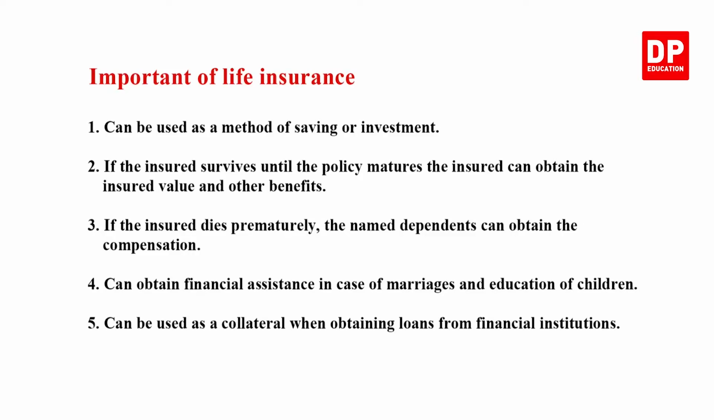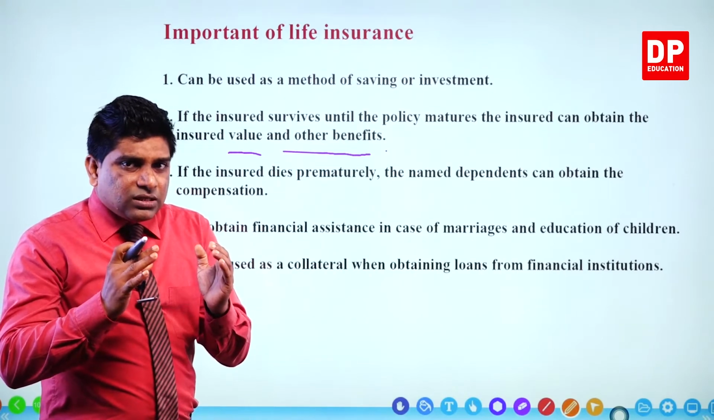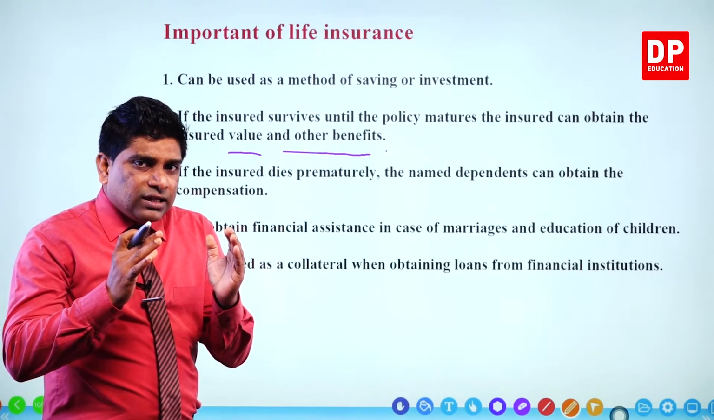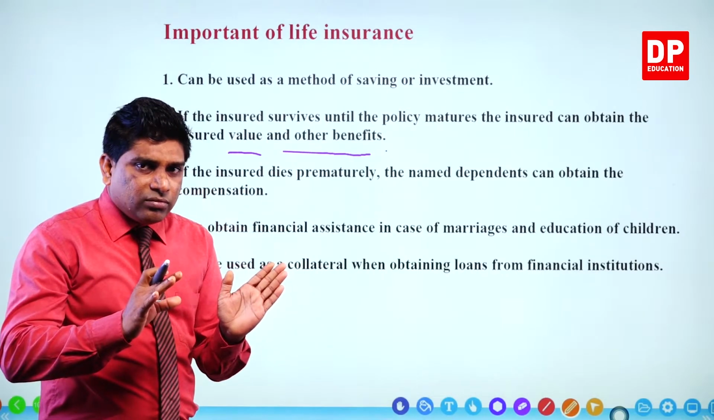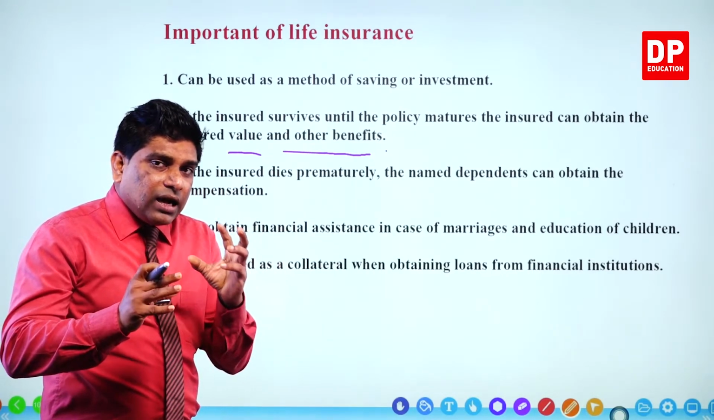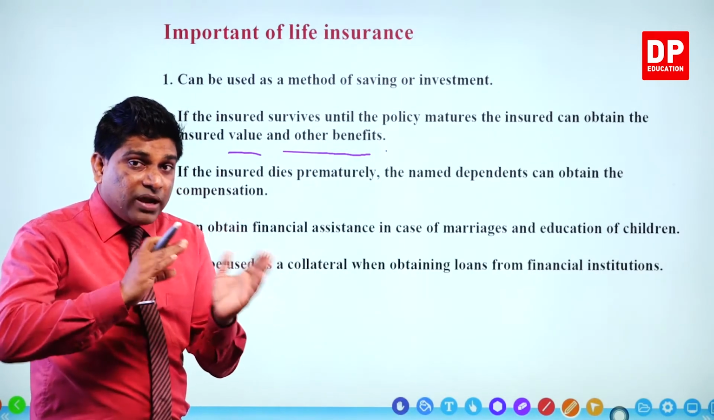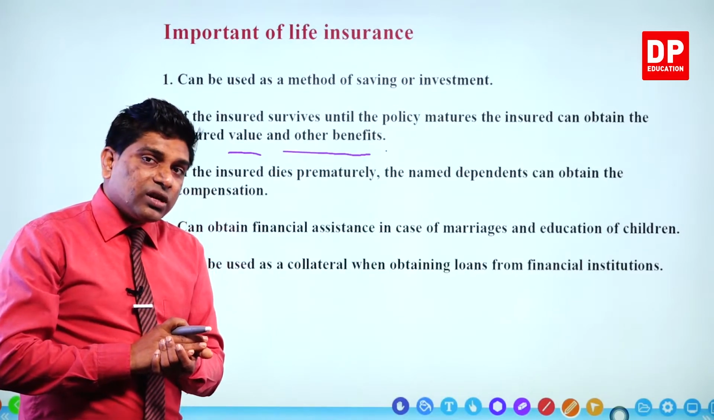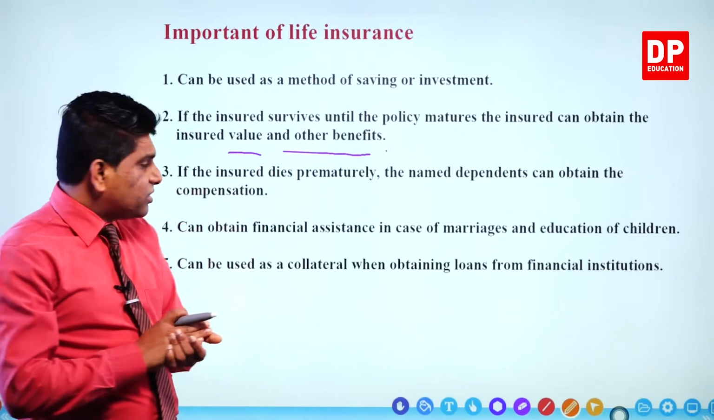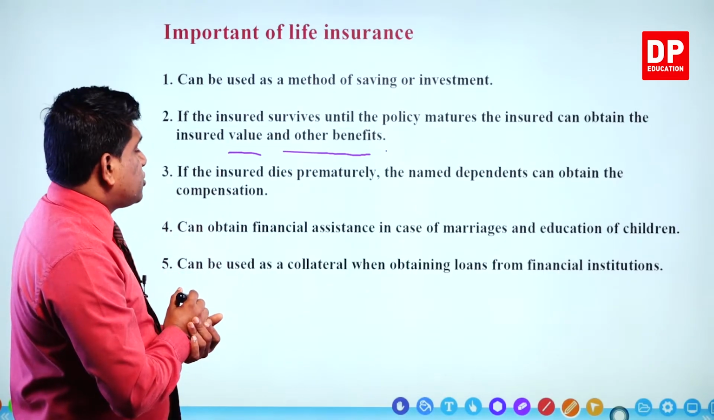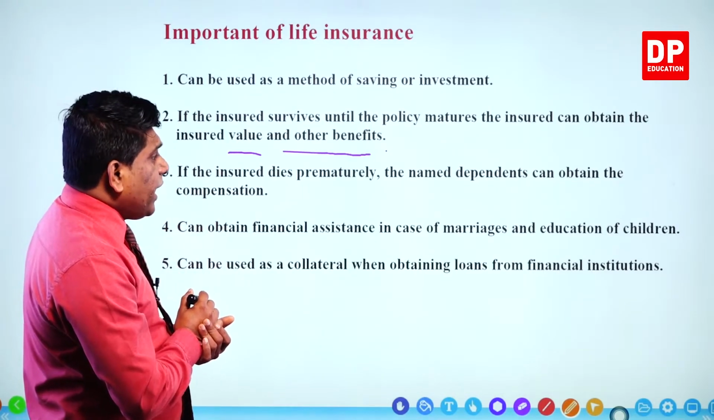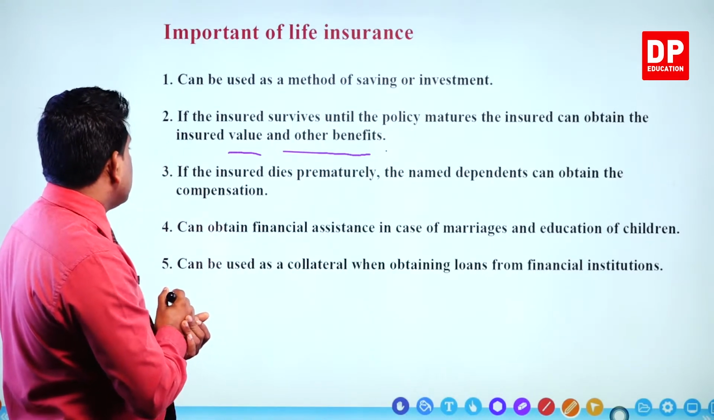The other one, if the insured survives until the policy matures, the insured can obtain the insured value and other benefits. If you have life insurance, not only the amount you have given to them, you can enjoy other, extra benefits from your life insurance policy, right? Next one, if the insured dies prematurely, the named dependents can obtain the compensation, right?